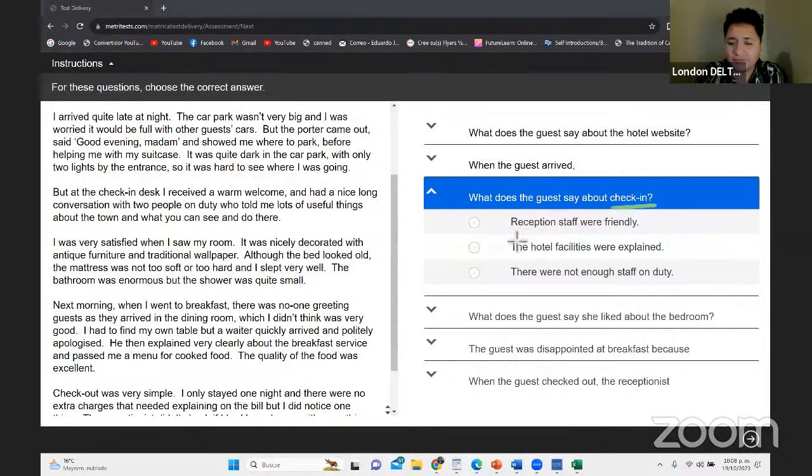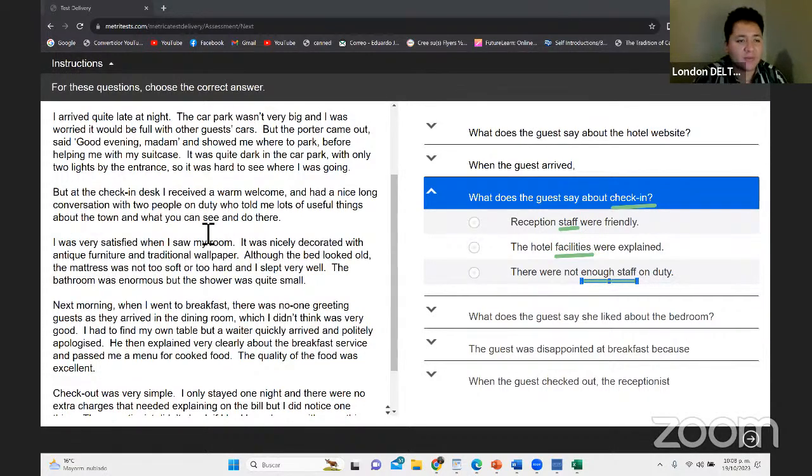Check-in. Reception staff were friendly. Okay. So here I'm talking about the staff. Keyword staff. The hotel facilities were explained. The keyword facilities. There were not enough staff on duty. Staff. Again, staff. Enough, maybe. You can take 1 or 2 keywords, not more.